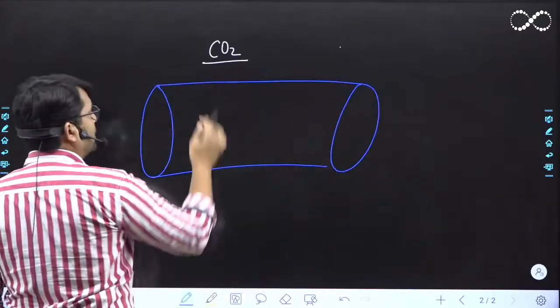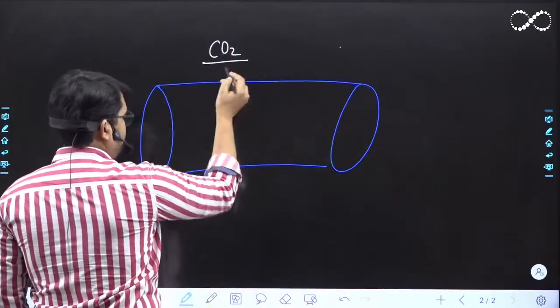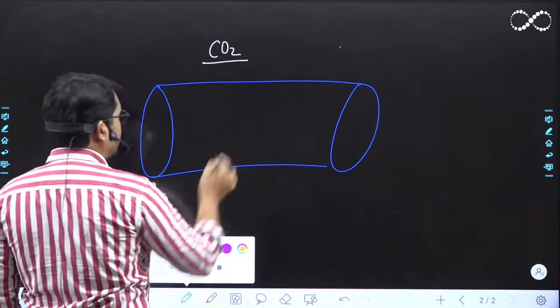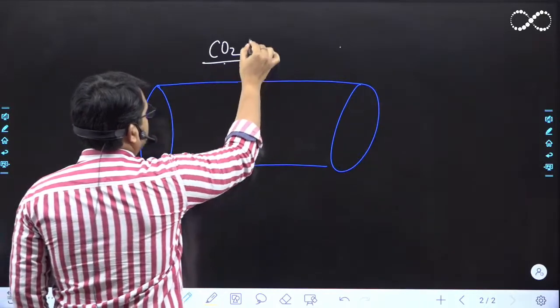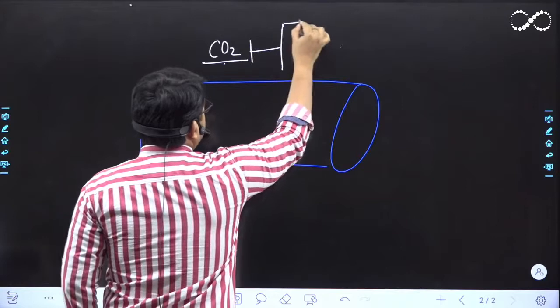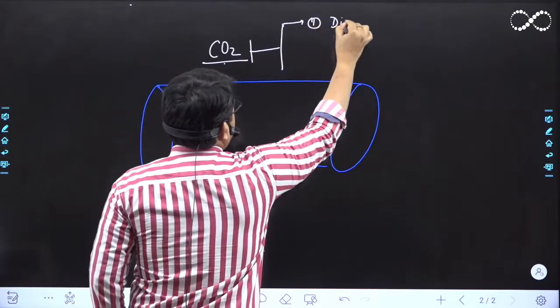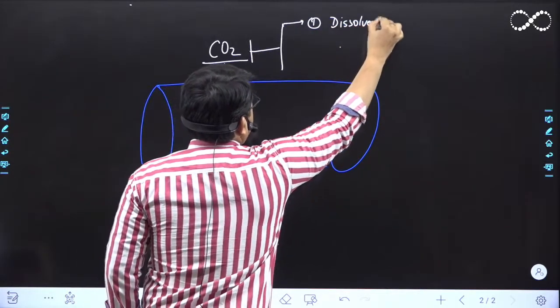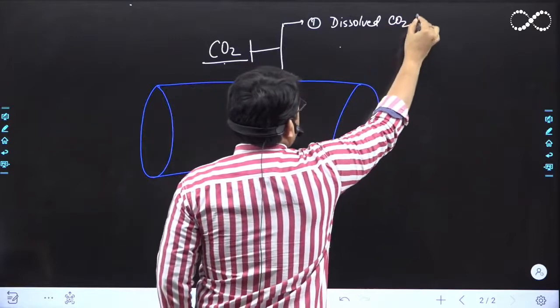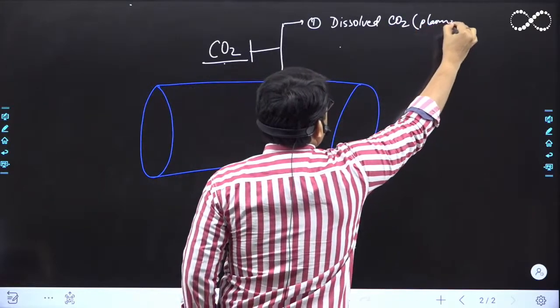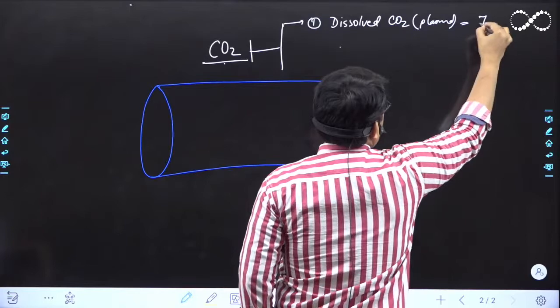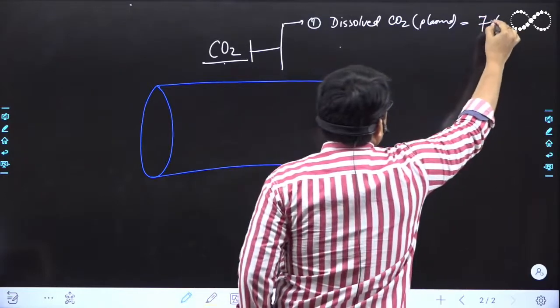Okay, now जो भी CO2 है, CO2 in the human blood can be present in 3 forms. Number 1, dissolved CO2 in the plasma. This is how much? This is only 7%.